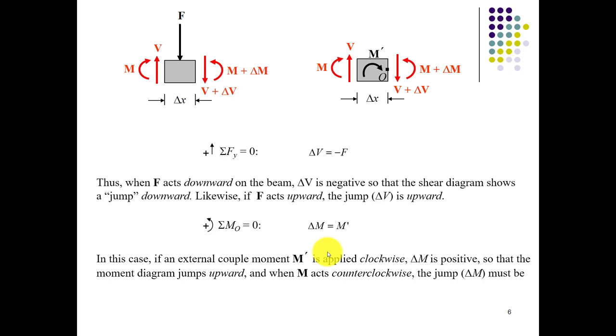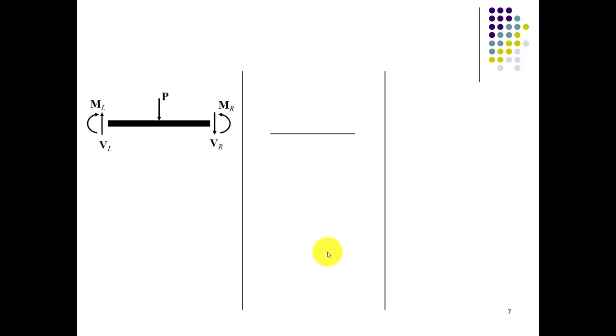So for example, here we have a beam section with a load P acting upon it, and we have two shears, VL and VR. In the shear force diagram, first the shear would go positive up to VL, and then it will continue with a zero slope because there is no loading between this point and VL.